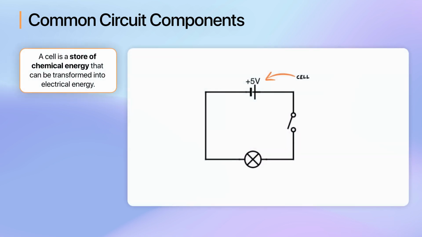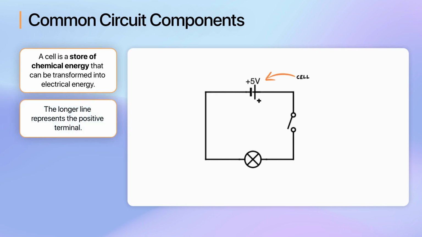Moving on, we have cells. A cell is a store of chemical energy that can be transformed into electrical energy. It is represented by two lines, a long line and a short line. The longer line represents the positive terminal. You can remember this by thinking about how we associate positive with good things, so we'd want more of it, much like the longer line.